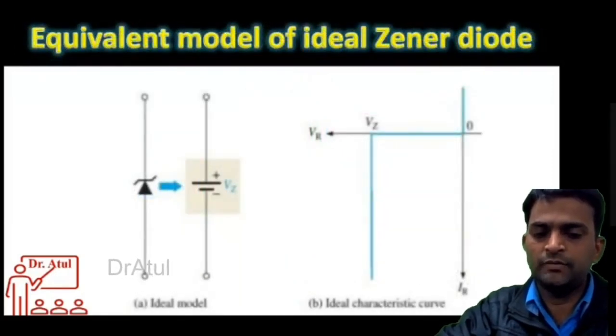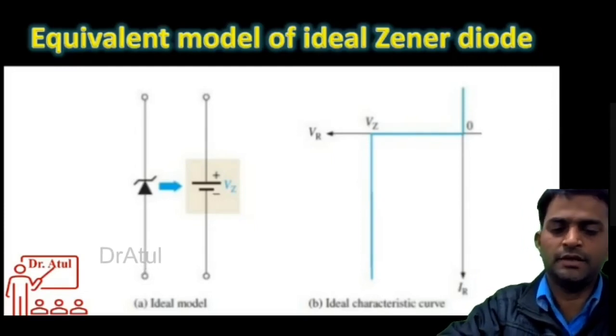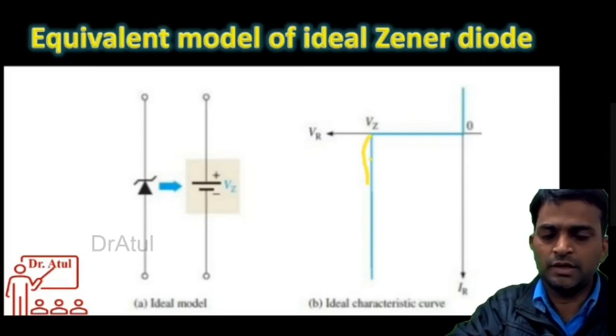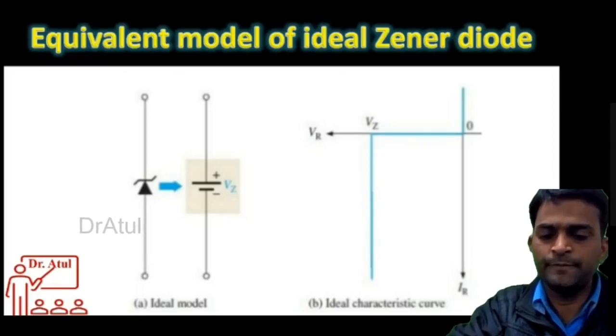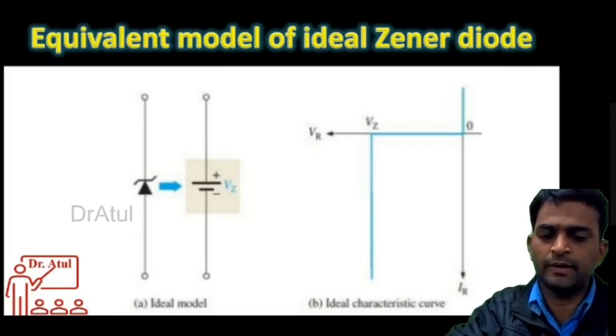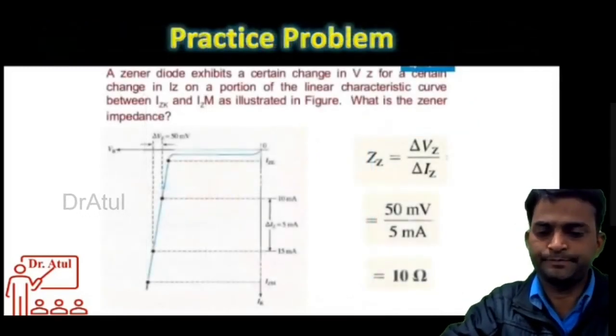Next is the equivalent model of the ideal Zener diode. So for the ideal Zener diode, there will be a sharp breakdown. So this will go sharply down, and there will not be any resistance, meaning the current will suddenly be infinite. So the ideal Zener diode is represented by only a Zener voltage.